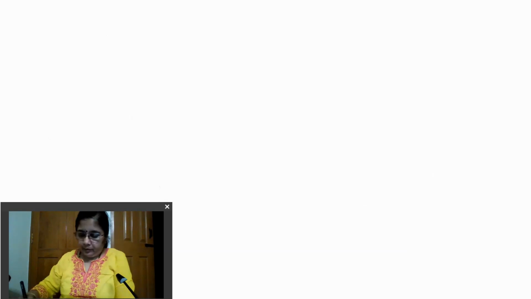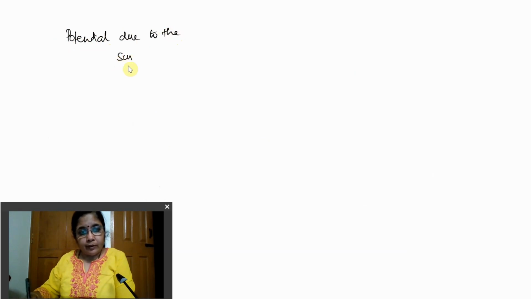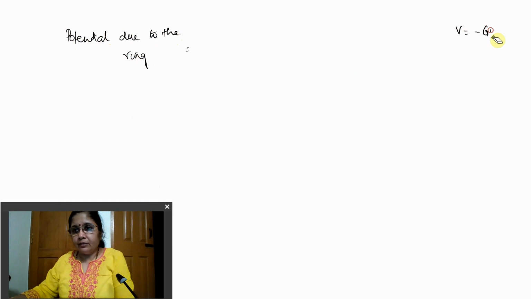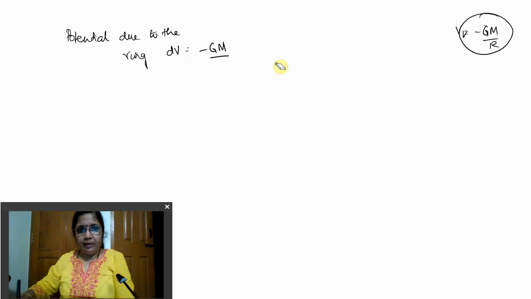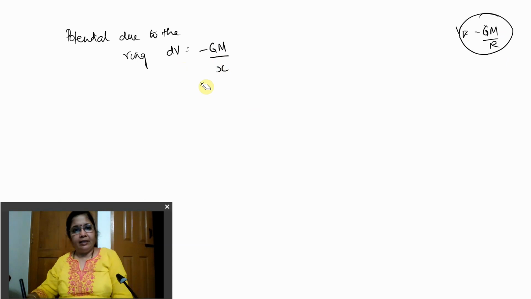So now let me write the potential due to the ring. Generally, potential is given by minus Gm by R. This is the general formula for potential, right? So here it's due to the small ring. So I consider this as dV equal to minus Gm by, and here the distance is x. So you are going to write minus Gm divided by x.